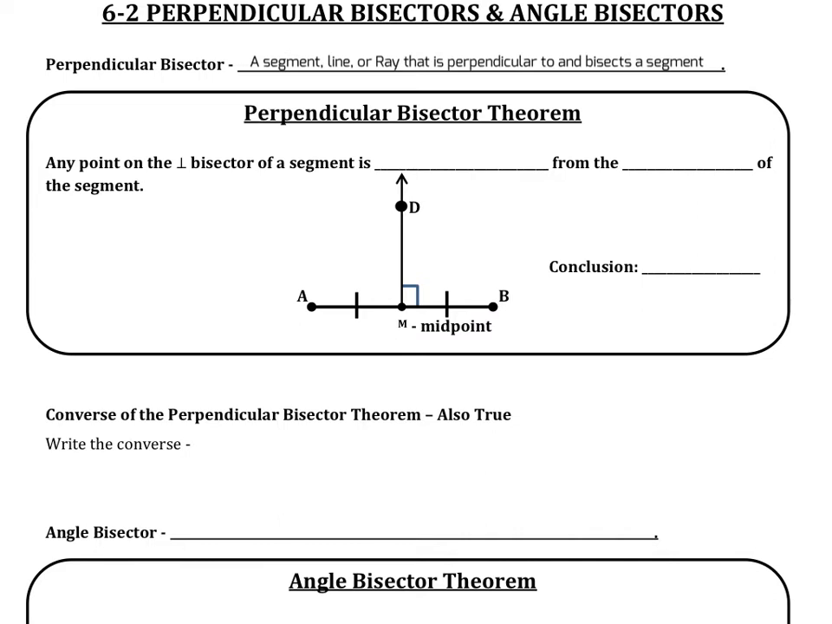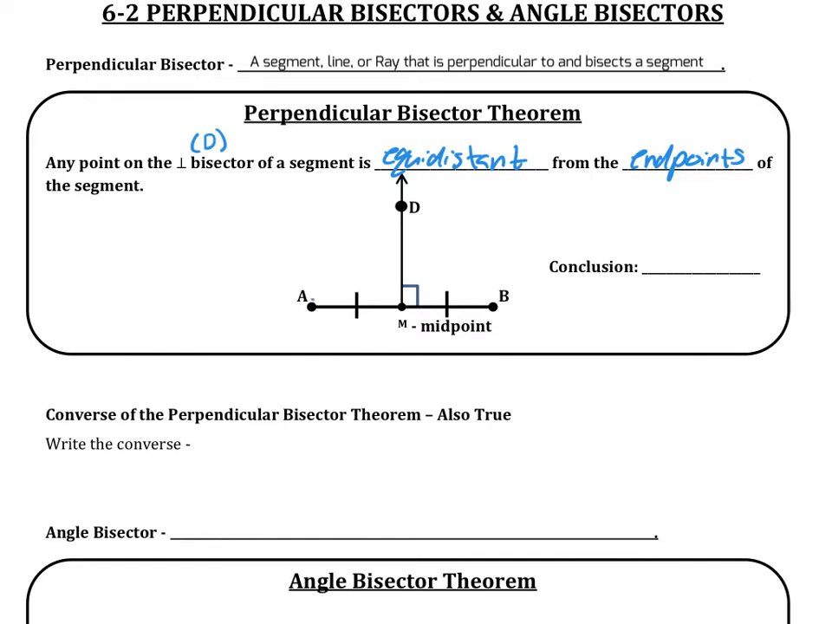So having a perpendicular bisector allows us to know a few things about a figure. We're going to go through what's called the perpendicular bisector theorem. This simply states that any point on the perpendicular bisector of a segment, like point D in the figure, is equidistant, the same distance, from the endpoints of the segment. Okay, so our point on the perpendicular bisector is D. The endpoints of the segment are A and B.